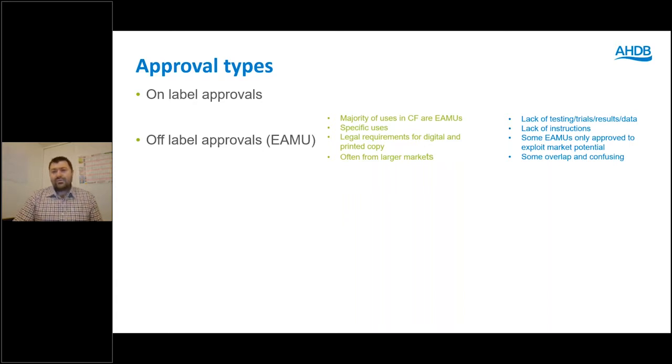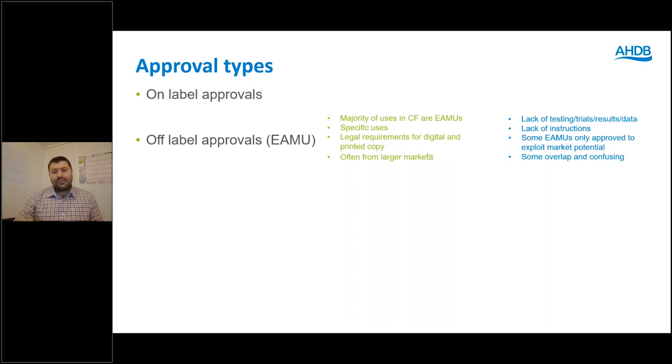Some EAMUs are also only approved just to exploit market potential. So effectively, the manufacturer or the approval holder has maximized its sale opportunity by applying for all these EAMUs. So it doesn't necessarily mean it fits with our production or it has any use. So we've got to be a bit careful when we choose our crop protection products.